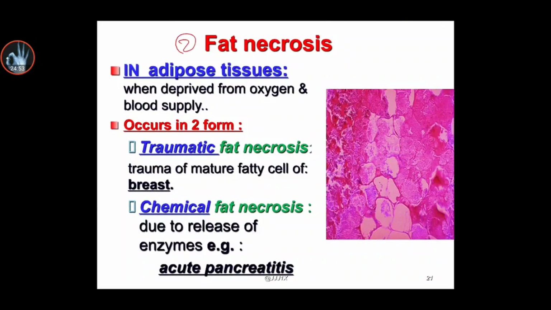Number 2 of the types of necrosis, we have fat necrosis. It occurs in the adipose tissue, a type of fatty cells called adipose tissue. Fat necrosis occurs when the tissue is deprived of oxygen and blood supply. So fat necrosis occurs when there is no, or a reduction of, oxygen and blood supply. When these fat cells don't receive blood and oxygen, fat necrosis happens. It occurs in 2 forms, traumatic and chemical.